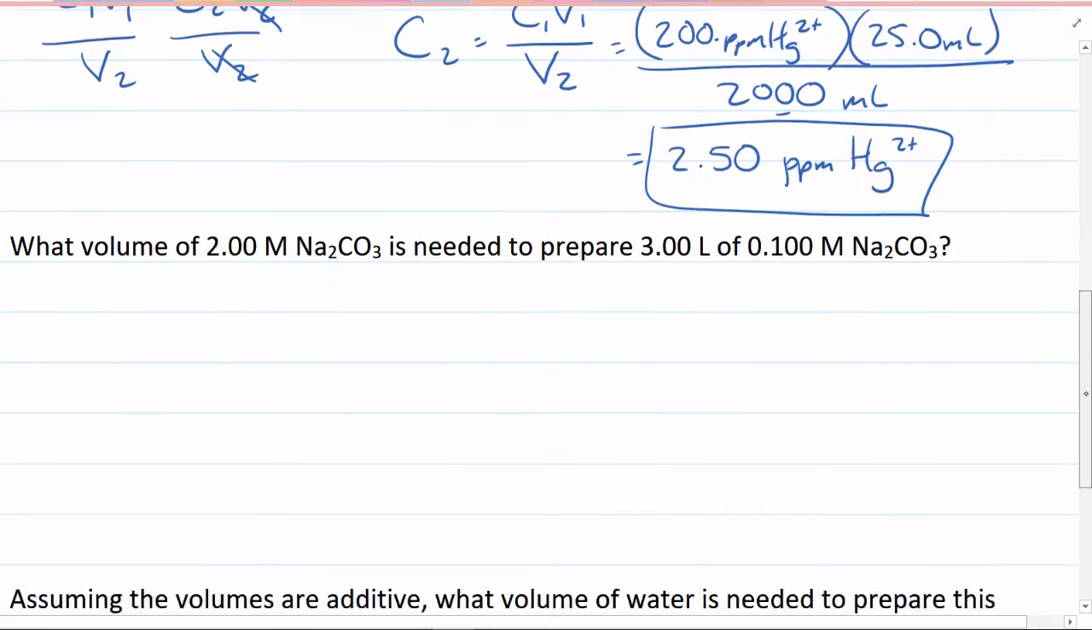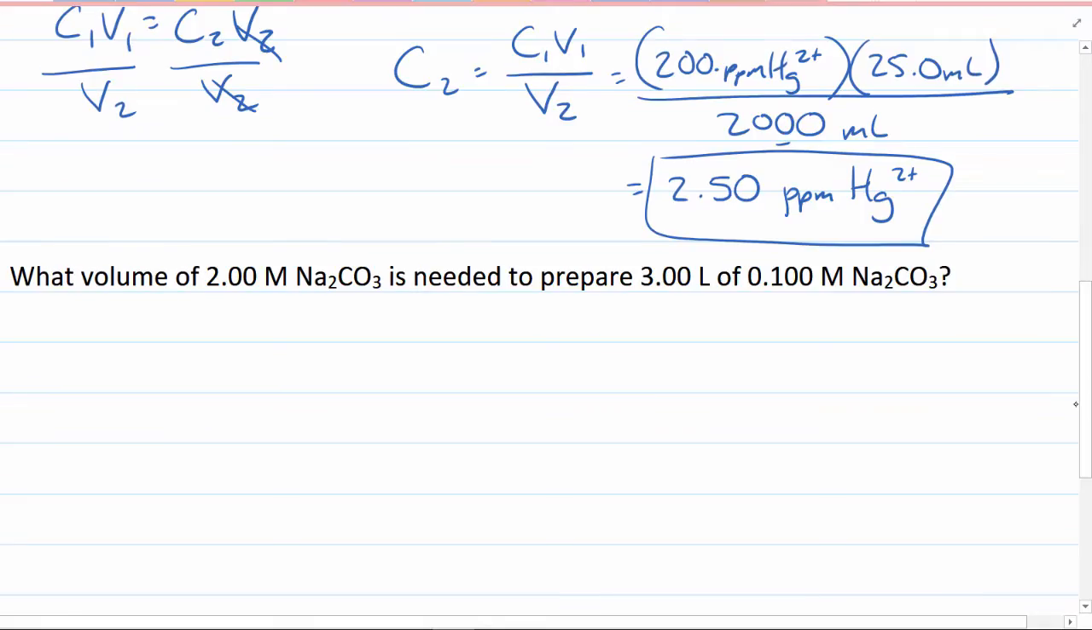All right, let's do the next one. We'd like to know what volume of 2.00 molar sodium carbonate is needed to prepare 3.00 liters of a 0.100 molar sodium carbonate solution. Now, it doesn't say this in the problem, but when you calculate this, you should put it in the units that make most sense. In other words, what you're going to use as a measuring device in the laboratory. So we might answer it in liters, we might answer it in milliliters. Probably easiest though to begin calculating with liters and then seeing if it's one that the units make sense.